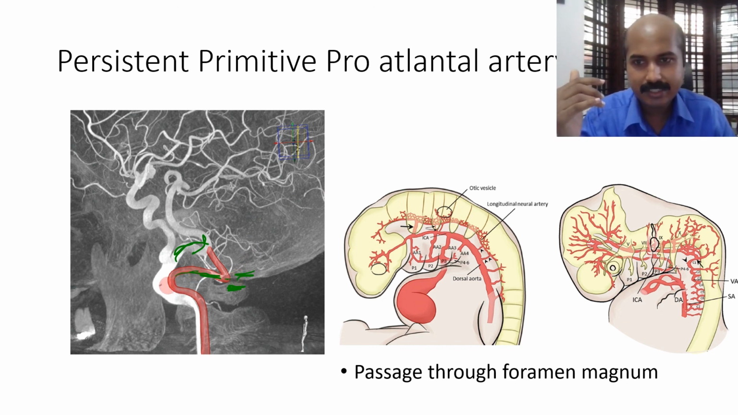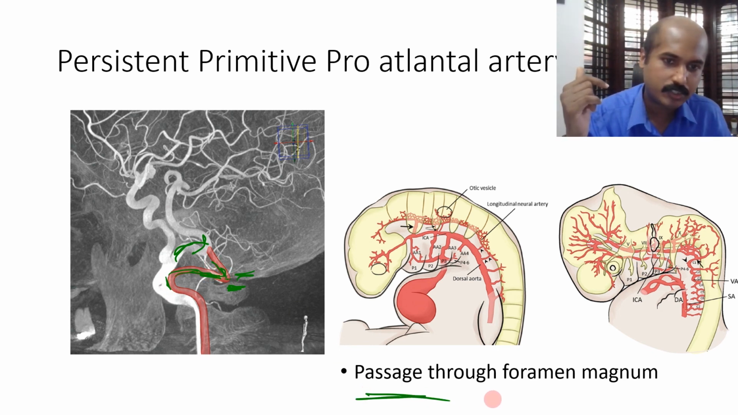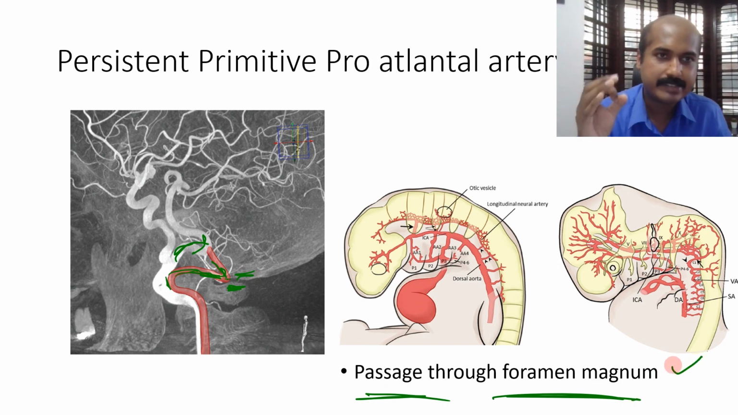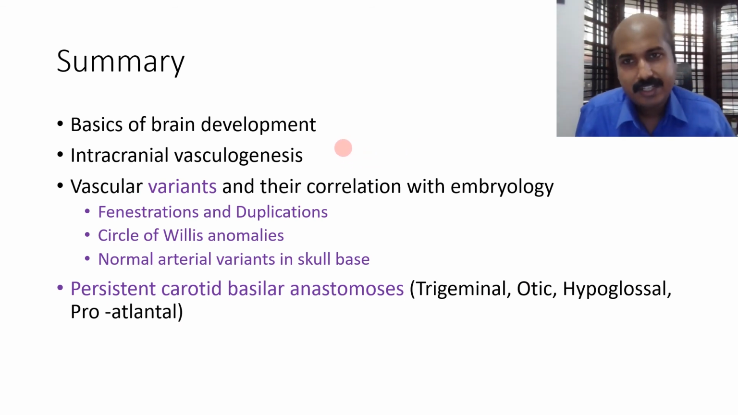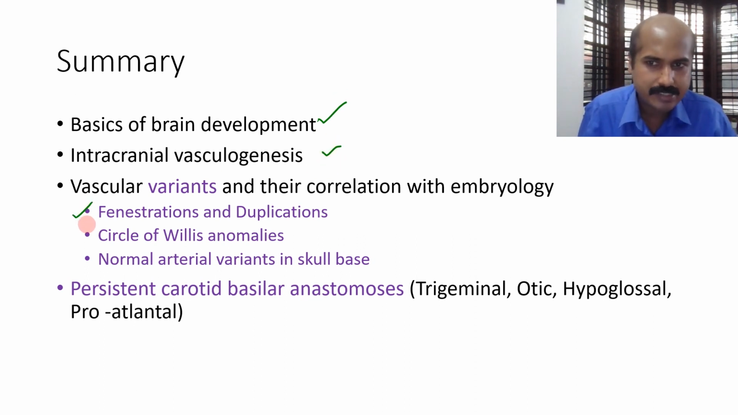So it will be connecting the internal carotid to the vertebral artery, and it will be passing through the foramen magnum. The passage through the foramen magnum is the most essential criterion for defining the proatlantal artery. So altogether, summarizing, we learned about the basics of brain development. We learned about intracranial vasculogenesis. We went through the different variants of fenestrations, duplications, circle of Willis anomalies, normal arterial variants, and also the carotid basilar anastomoses, mainly trigeminal, hypoglossal, and proatlantal.